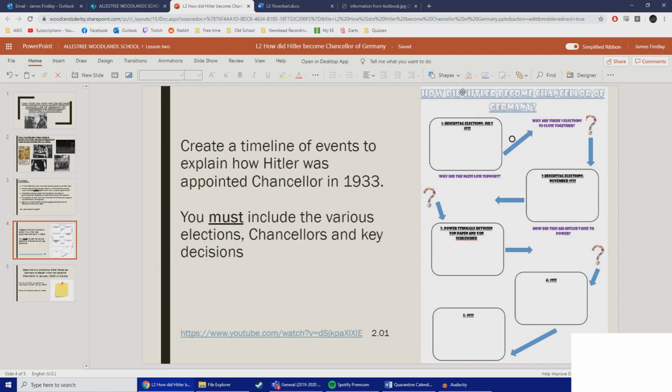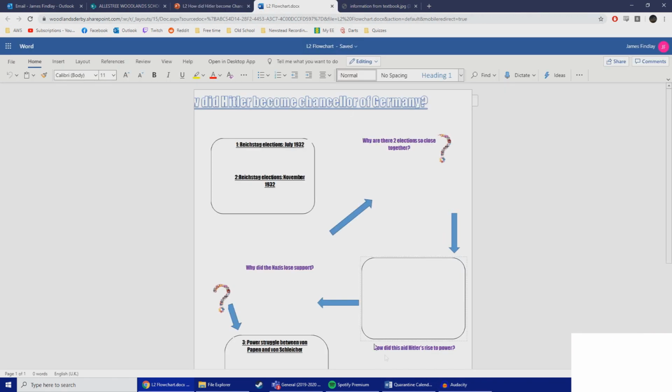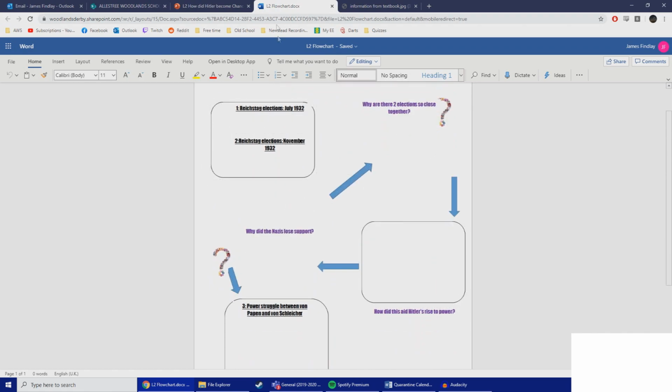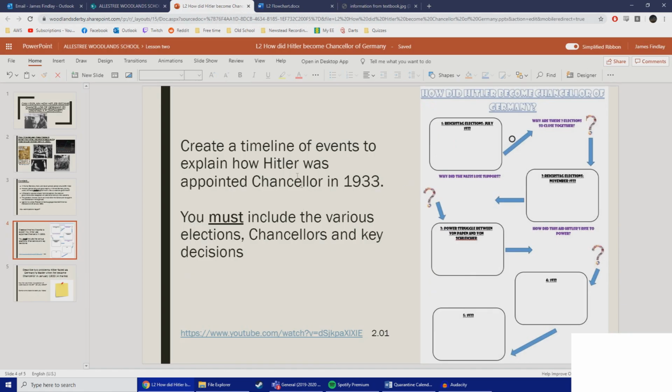So, on the next slide here, you have this flowchart, which is also a little document itself. You can print this off or you can fill it in on here. Either way, it's entirely up to you. But you would need to try and fill in this flowchart to show how Hitler got to be appointed Chancellor in 1933. You must include the various elections, the other chancellors, and the key decisions that were made. So you may be looking at this and going, I actually don't know any of this information. Where am I going to find this from?